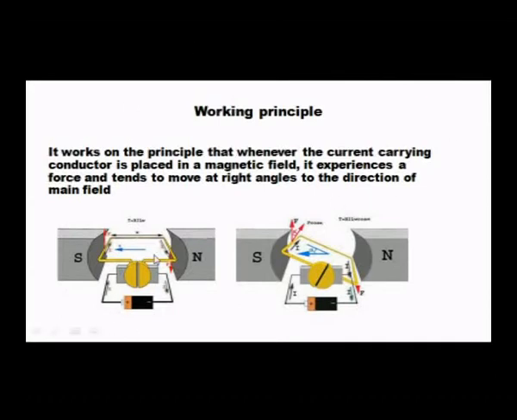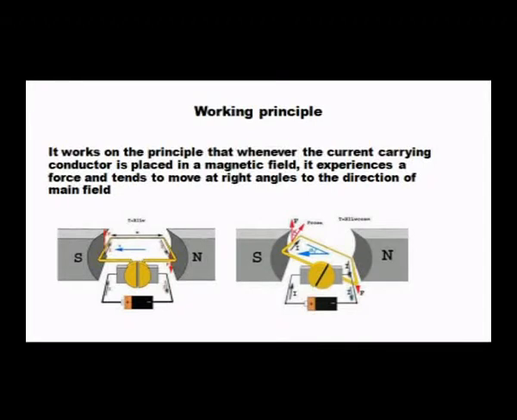A conductor has been placed inside the magnetic field, and the ends of the conductor are connected to the commutator. To the two sides of the commutator there are two brushes, and the two brushes are connected to the terminals of the power supply, that is the battery. So this battery acts as the EMF source, and when current starts flowing through the conductor placed in the magnetic field, what happens?